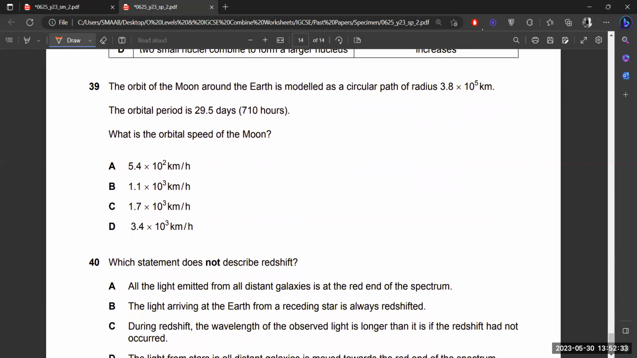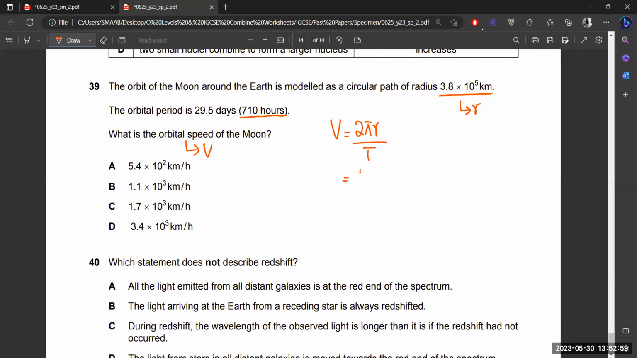39. The orbit of the moon around the earth is modeled as a circular path of a radius, that is the distance or the radius. The orbital period is 29.5 days, that is 710 hours. So what is the orbital speed of the moon? So we need to calculate the orbital speed. We know the formula v equals 2 pi r over t.